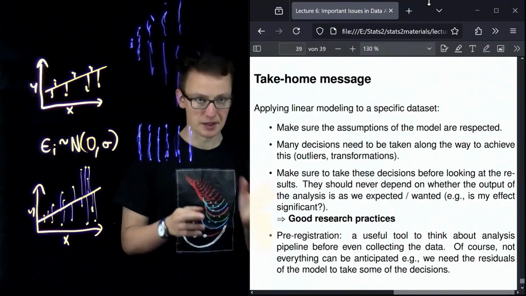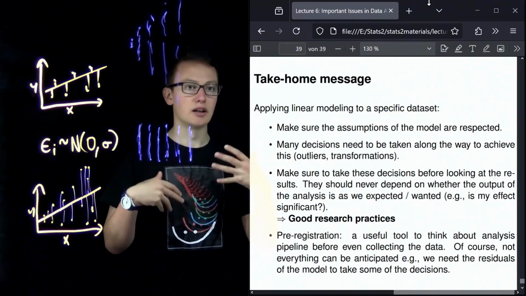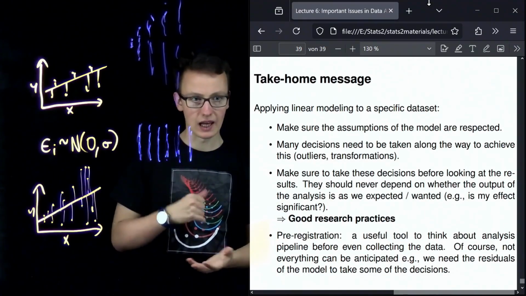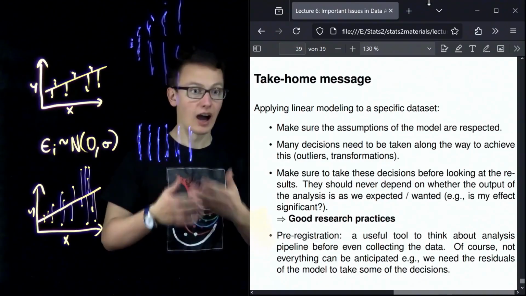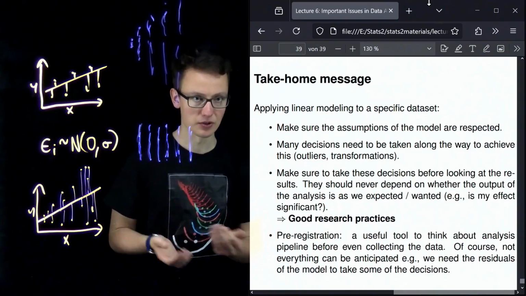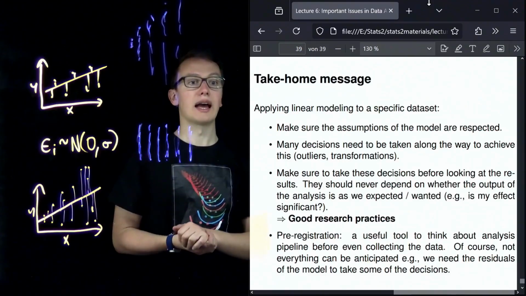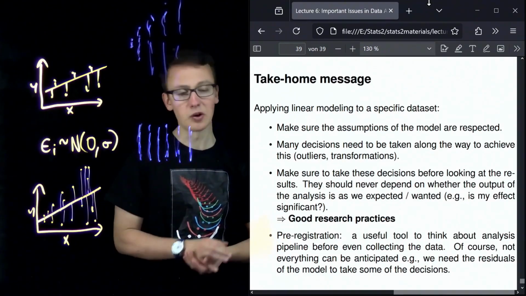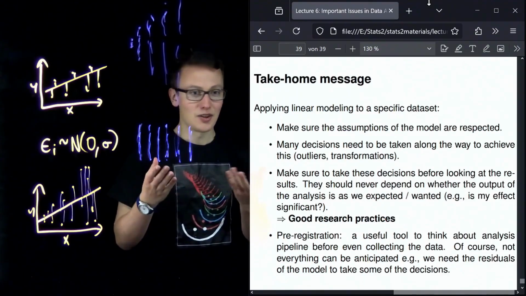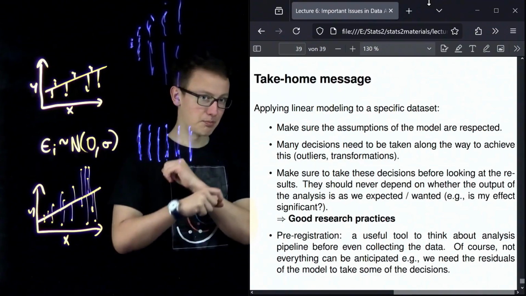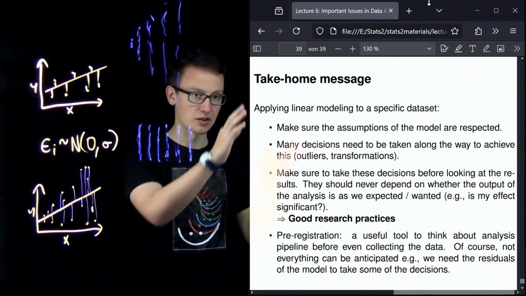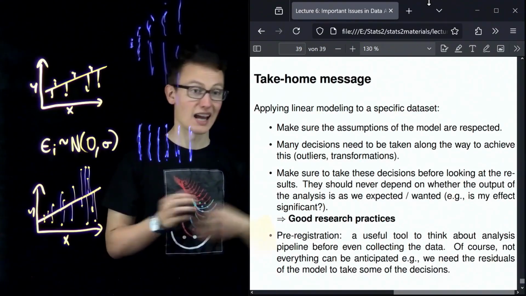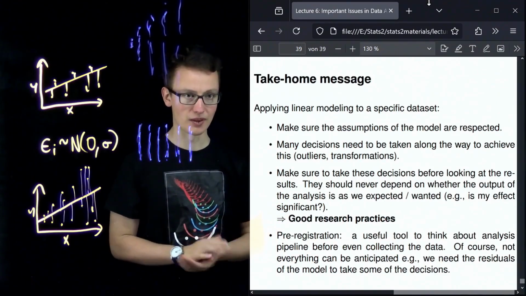There are many possible decisions to take, like whether to remove outliers or not, how to decide what an outlier is, what threshold you set for that if you do, and whether to apply some transformation on your dependent variable. All of these are decisions that you can take. There is no definite right or wrong, even though there are certain indications based on the diagnostics that we saw in this lecture.